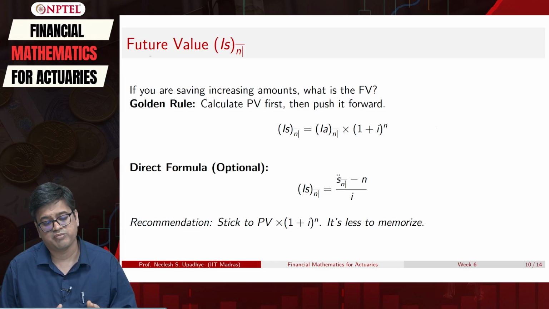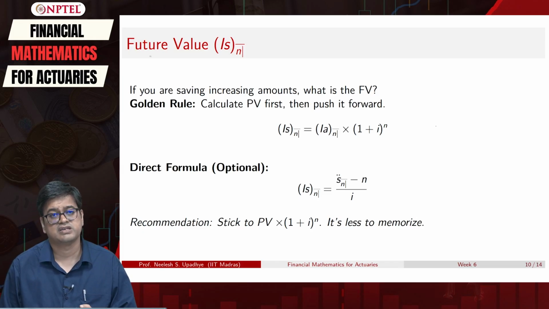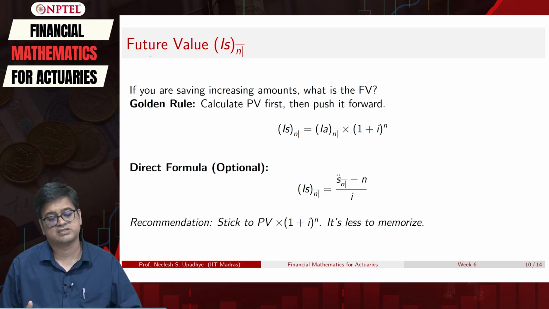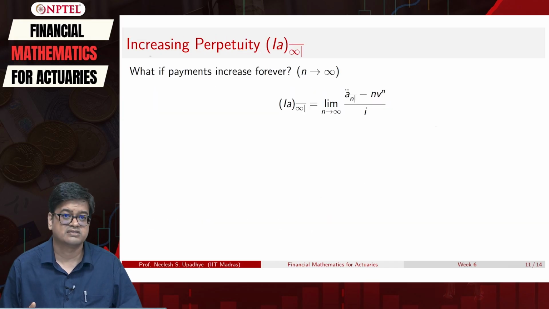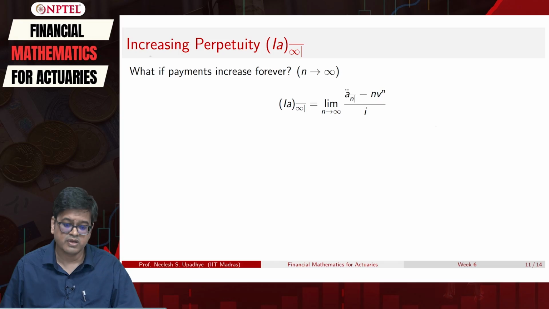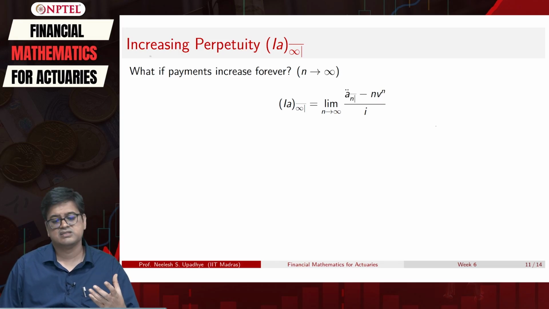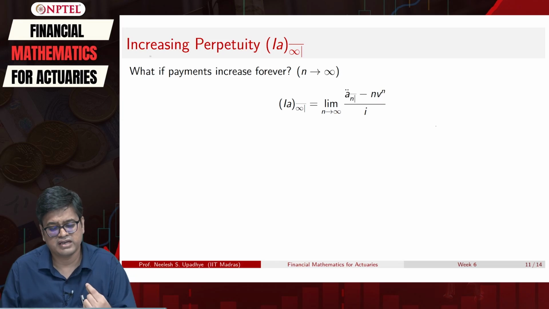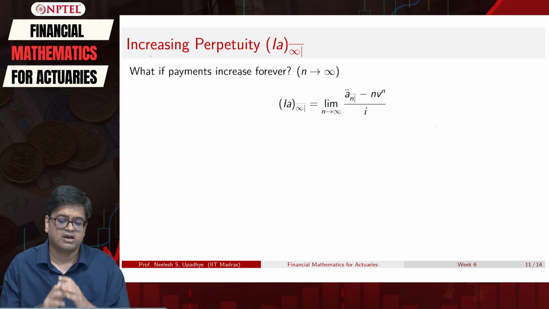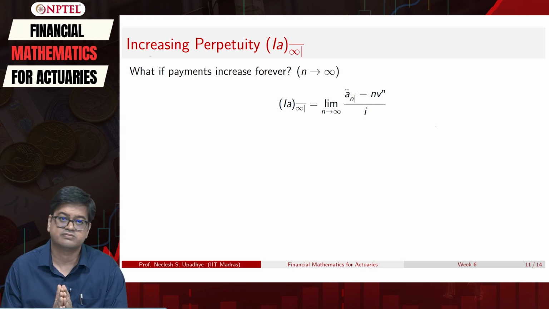Okay. Now the next question is, we have calculated present value and future value. What if the payments of these increasing annuities last forever? What will be the value, right? So that is the question that we will ask, and that is called increasing perpetuity. So our basic goal is natural. This is what we will look at: N tends to infinity. So I a infinity will be the limit as N tends to infinity of our increasing annuity.